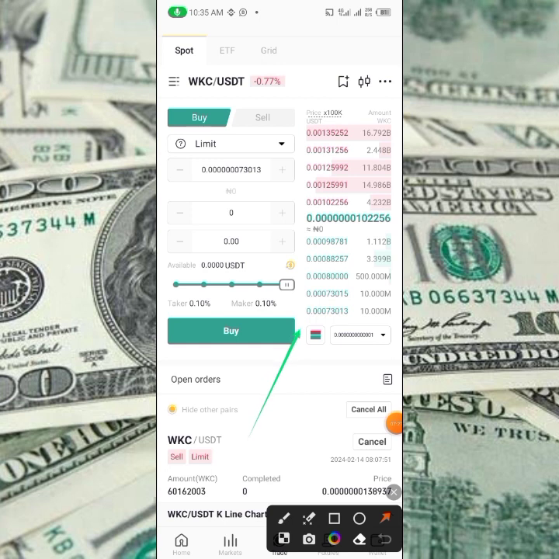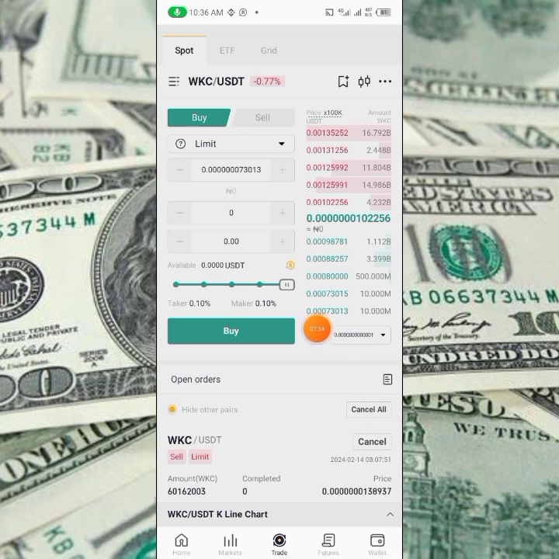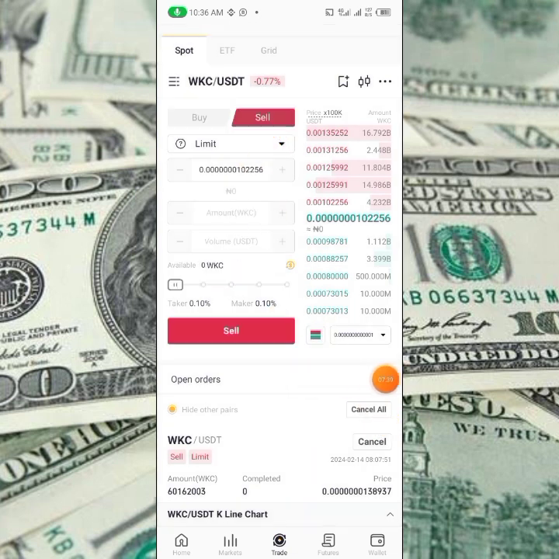Now, assuming your trade has been triggered and WKC has been purchased, how do you make your profit? You will make a profit now by selling it off. So once you click on sell, again, you have to study the sell market chart and also be looking at the percentage. If the percentage has increased to 38 plus, you can sell it.